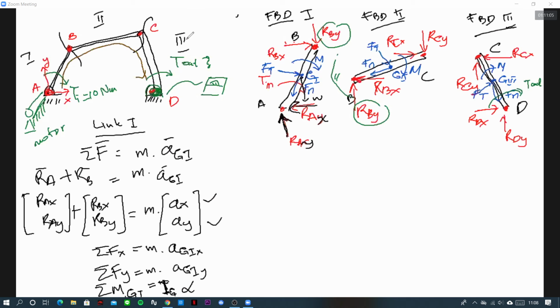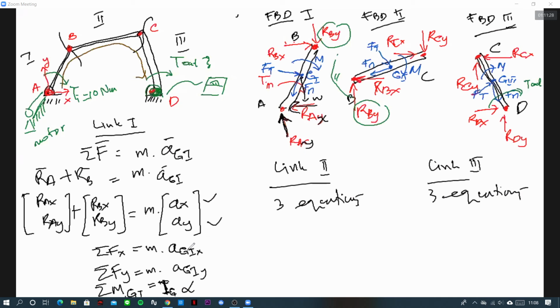Okay, I will take a look later on. So now for link 2, you will do the same. For link 2, you will have 3 equations as well. And then for link 3, you also have 3 equations.